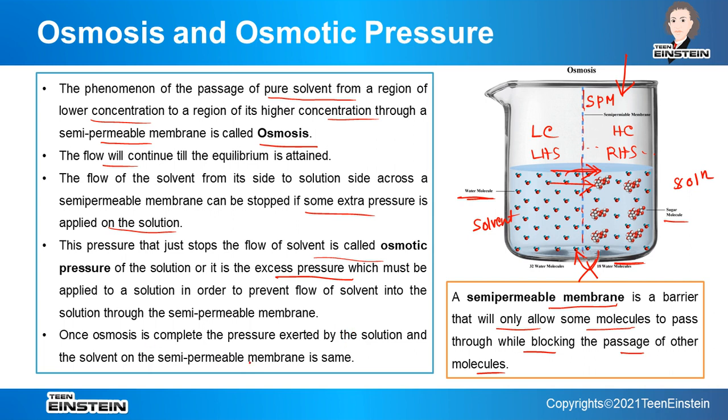So once osmosis is complete, the pressure exerted by the solution and the solvent on the semi-permeable membrane will be the same. Once equilibrium is reached, that is, osmosis is complete, the force developed on the SPM from the solvent side and from the solution side will both be the same. But unless there is a difference in pressure on both sides, the osmosis process will continue. When the pressure is equal on both sides, the process will stop. Okay.